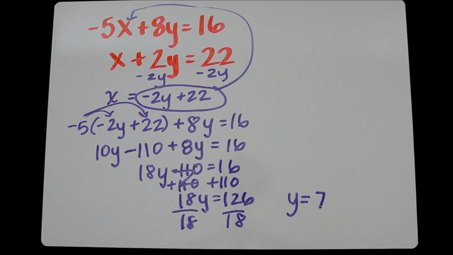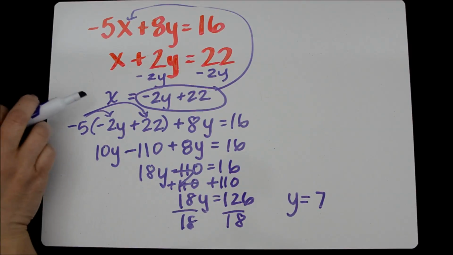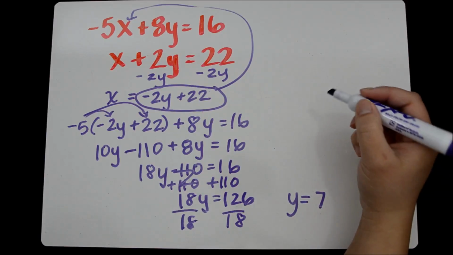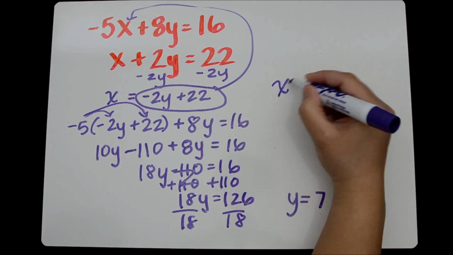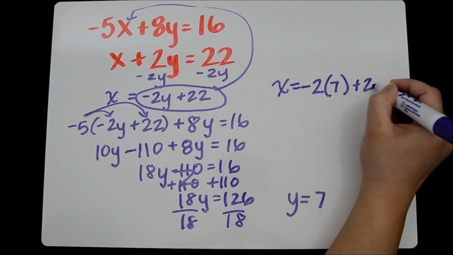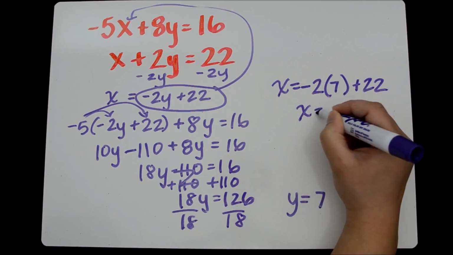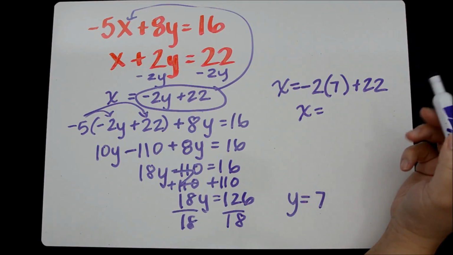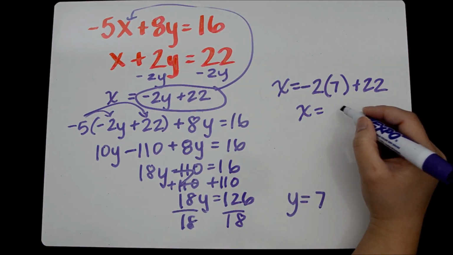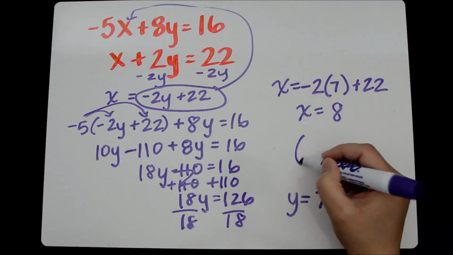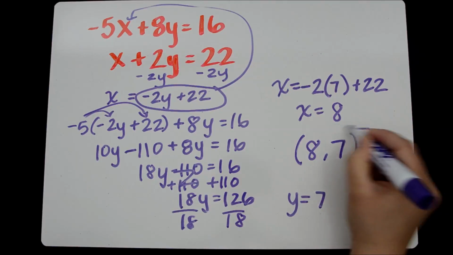So for this example, it's actually easier to substitute it into the equation that we had created. So this one here where it says x equals negative 2y plus 22. So I'm going to substitute y in, so that's going to be x equals negative 2 times 7 plus 22. And negative 2 times 7 is negative 14. Negative 14 plus 22 is positive 8. So the solution to this system is the point 8, 7.